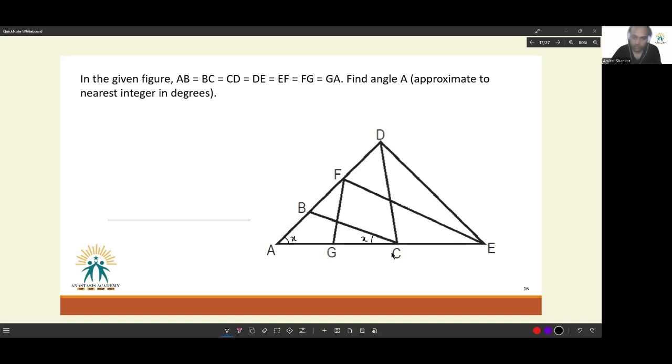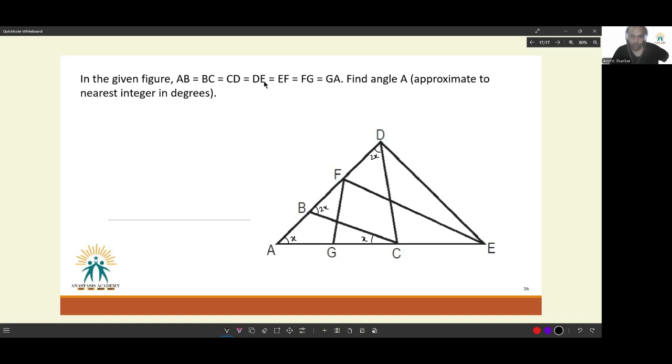Now this is equal to CD. BC is equal to CD. See, if this is x, this is x. My external angle theorem says this should be 2x. Now if BC is same as CD, this will also be 2x. No problem at all. This will also be 2x.